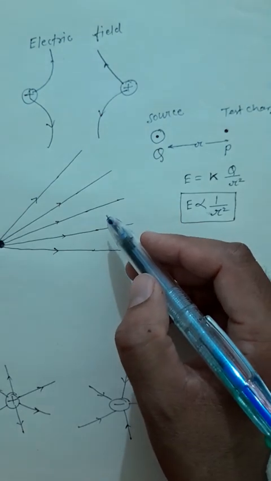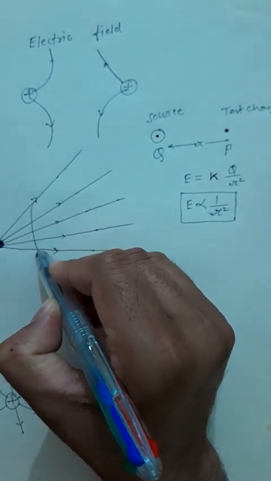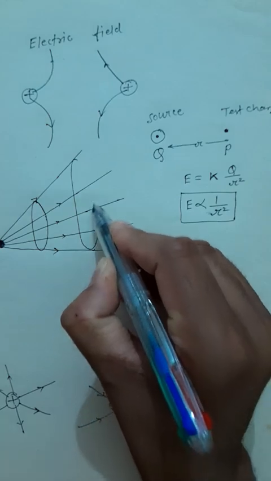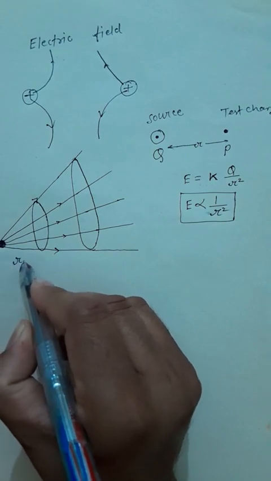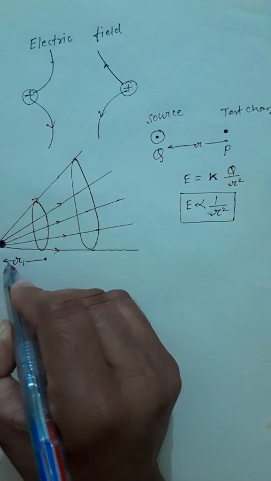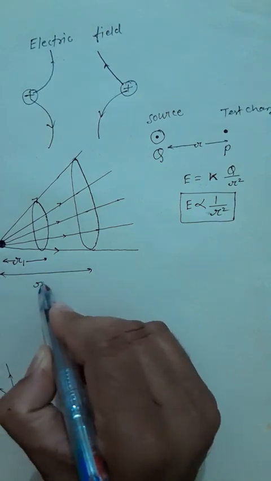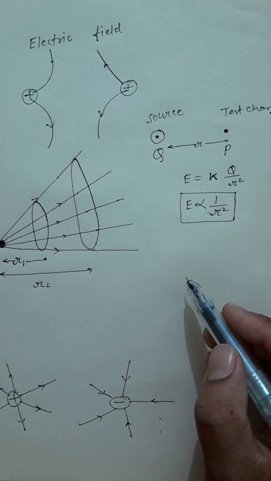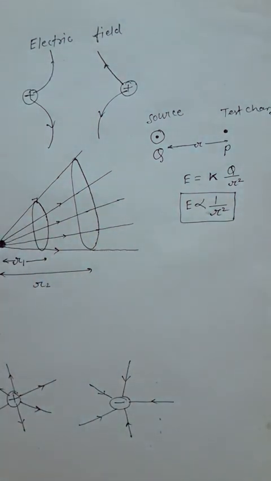I am going to draw here. Suppose I have selected an area here, and at this point I have selected another area. Obviously this is a circle, and this area is at r1 distance from the source charge, and this area is at r2 distance from the source charge. Then we notice the number of field lines passing through these areas.